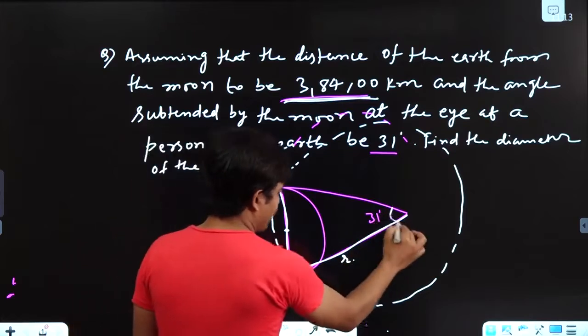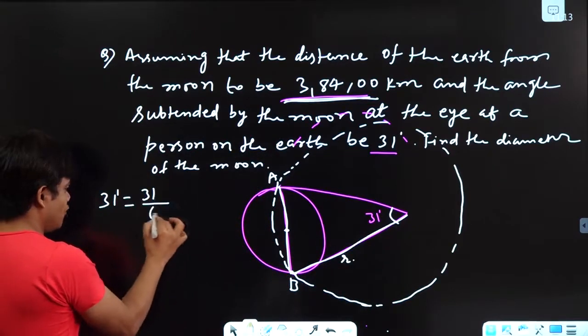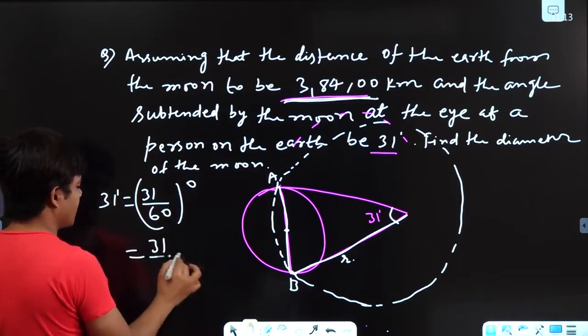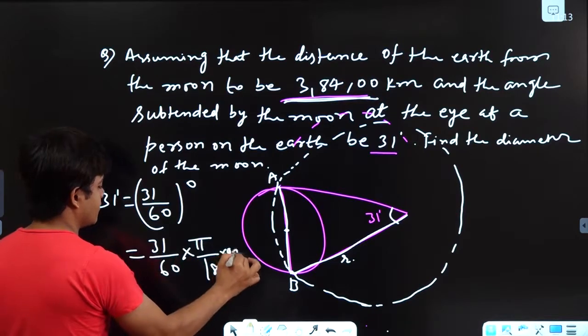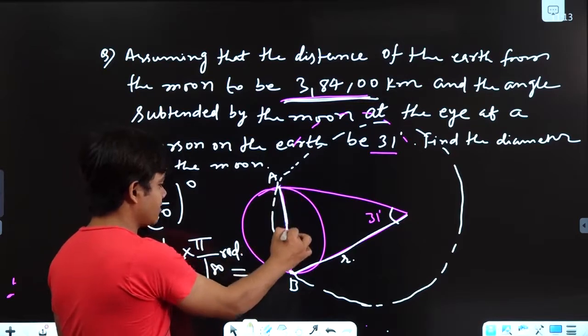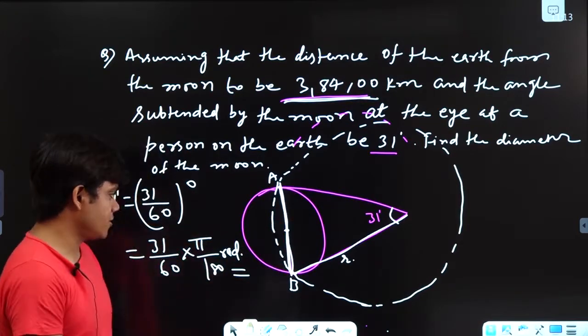So as this angle is 31 minutes, which is certainly what? 31 by 60 degree, means what? 31 by 60 into pi by 180 radian. So this is the angle. We are interested in this length AB. Okay, this is the diameter.